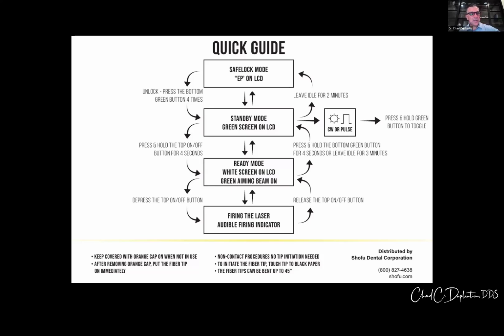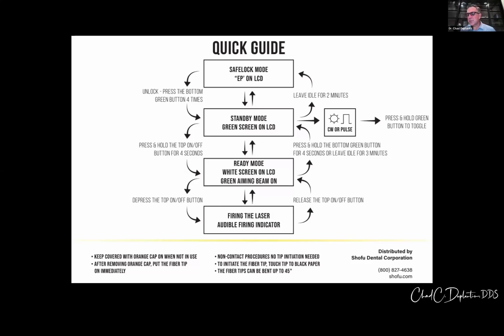There's so many technological advancements that have come through dentistry that it's hard to keep up with all of the technological advancements and how to operate all of the technology in our offices. However, this has a very quick and easy to use guide. There's a lot of button pushing that comes with it, but you can utilize the quick guide to just turn it on. It stays in a standby mode. You can alter between the continuous or the pulse mode. And then it shows you when it's ready. And then you just fire it right from the handpiece rather than having a foot pedal.